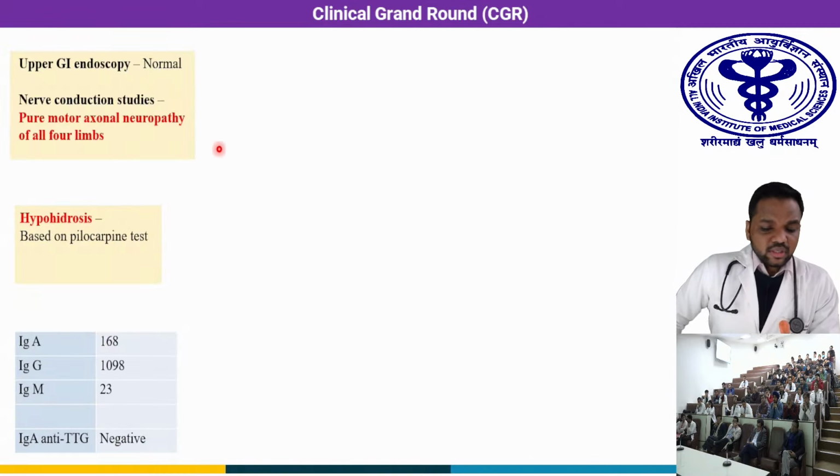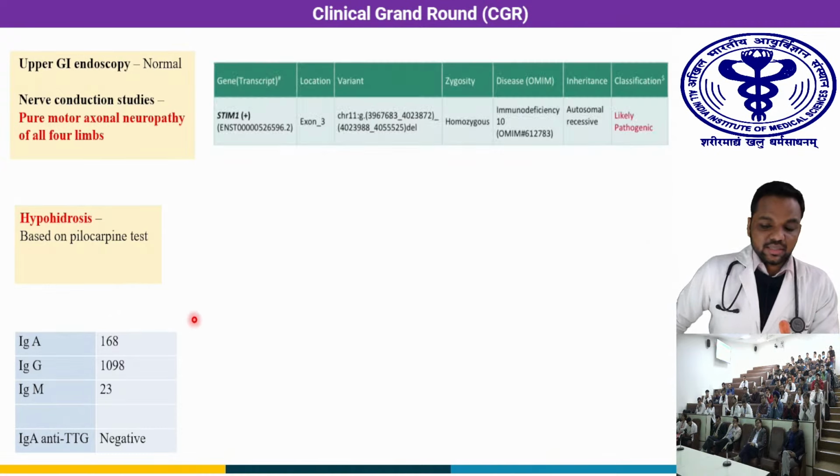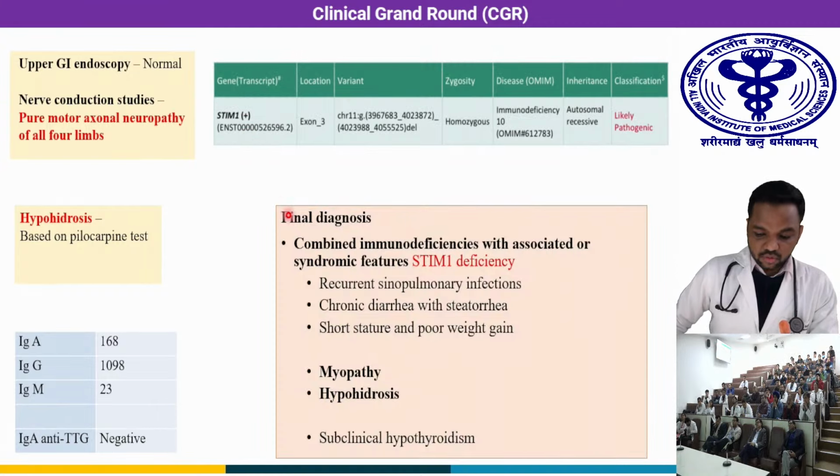On further evaluation, he had pure motor axonal neuropathy, and hypohidrosis was confirmed. Considering this presentation, we sent genetic analysis, which showed a STIM1 mutation, thus making our final diagnosis combined immunodeficiency with associated syndromic features. The syndromic features here were myopathy and hypohidrosis.